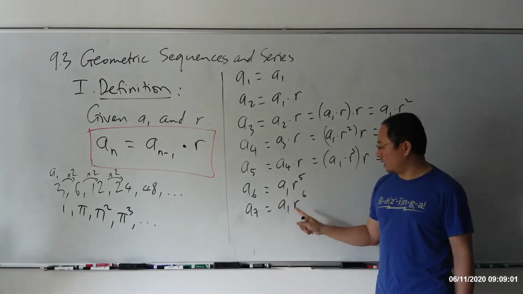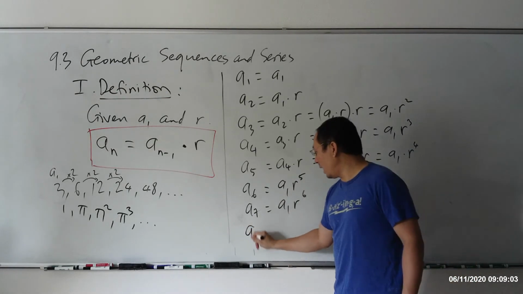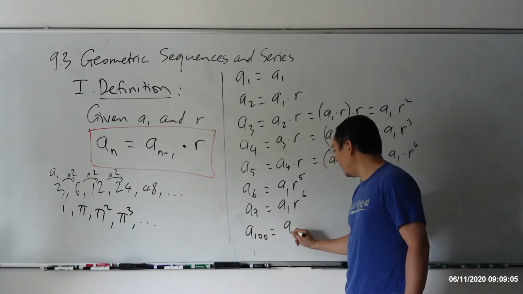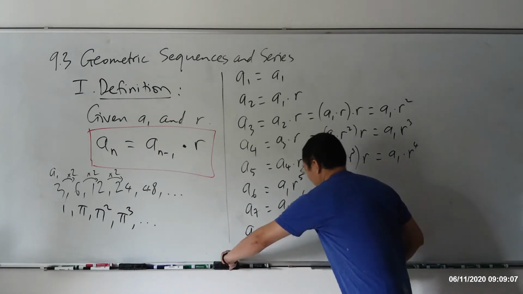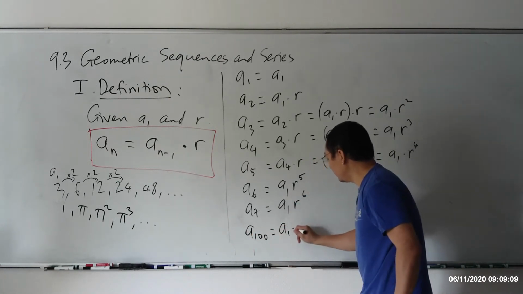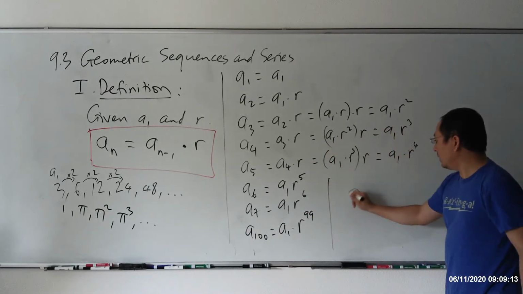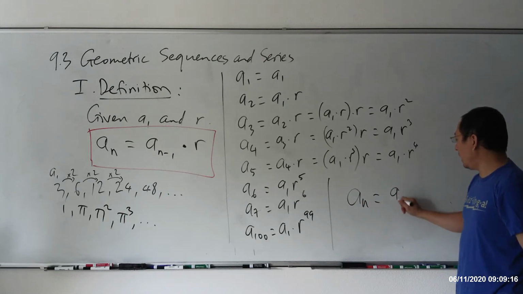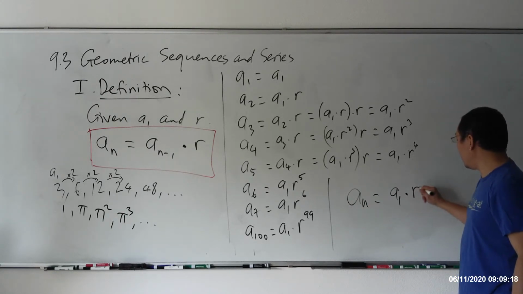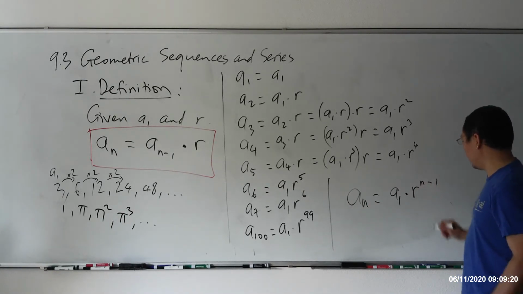7 here, 6 there, right? So A100 is going to be A1 times R to the 99, or in general, AN is going to be A1 times R to the N minus 1.